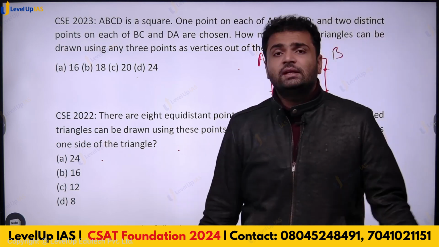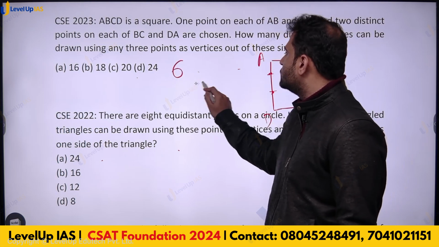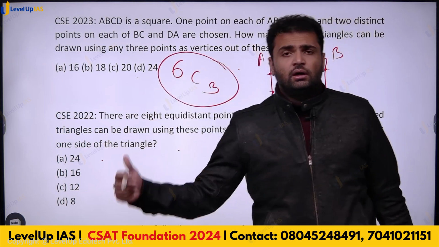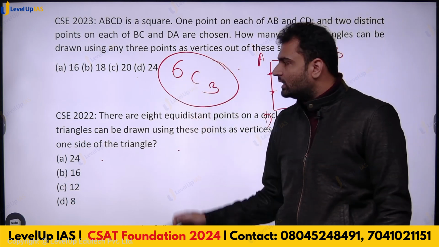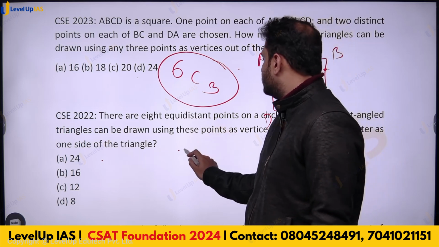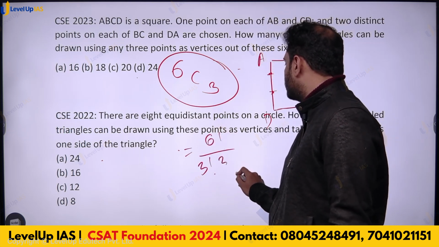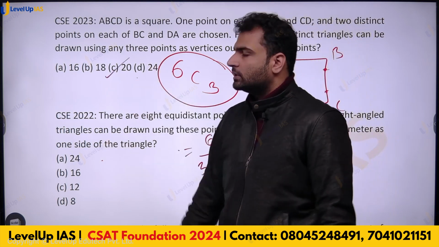So how many ways are there to choose 3 points out of 6 given points? It is simply 6 choose 3 from our permutations and combinations topics. The number of distinct choices is 6 choose 3, which is nothing but 6 factorial by 3 factorial times 3 factorial, which comes out as 20, which is the answer.